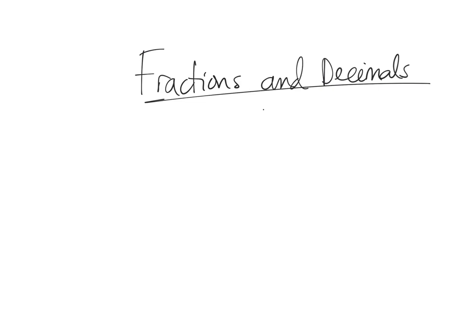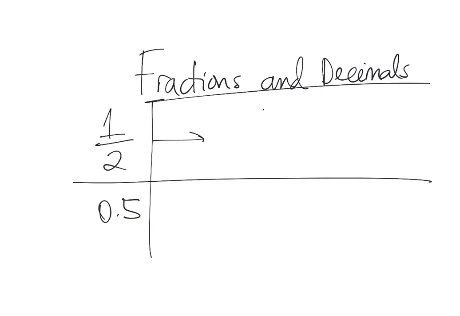So let's talk about converting fractions to decimals and decimals to fractions. Let's start with a very common example. When you see 1 over 2, you know it's 0.5, but let's look at how we go from 1/2 to 0.5 and how we go from 0.5 to 1/2.